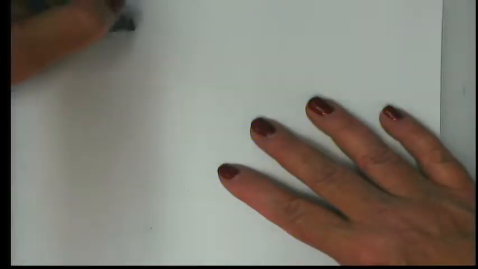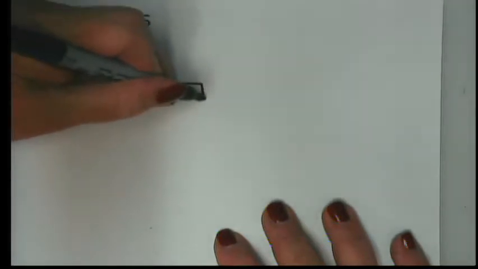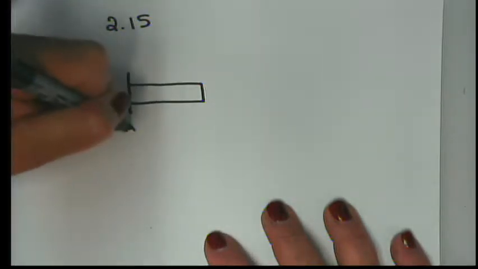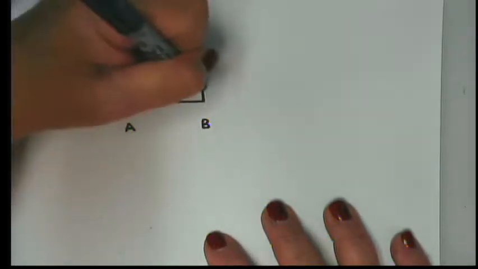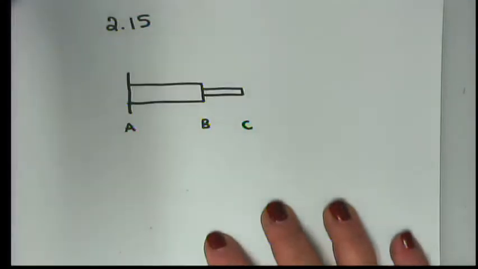Let's look at problem 215. This is slightly more complicated, but the process is exactly the same. So on 215, we have a steel rod that is actually 2 steel rods that are welded together. So here's my wall, and I have the portion of the rod called AB, which has a larger diameter than the portion of the rod called BC. Okay.